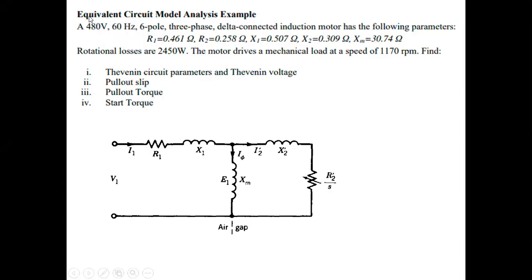So in this example, the equivalent circuit model analysis, I want us to assess our knowledge on torque relations. So we have a 480 volts, 60 hertz, 6-pole, 3-phase, delta connected induction motor, which has the following parameters. So you're given the parameters and you're told to determine the following. One, the Thevenin equivalent parameters and the Thevenin voltage. And based on that, you will calculate the pull-out slip, pull-out torque, and the starting torque.